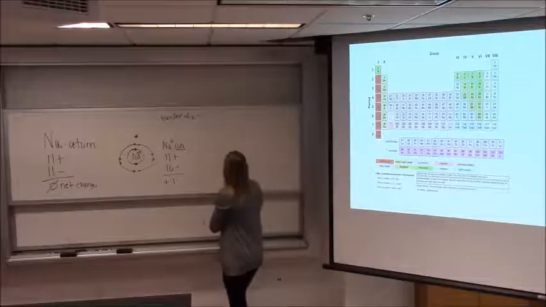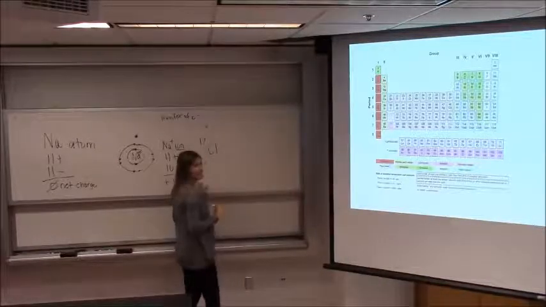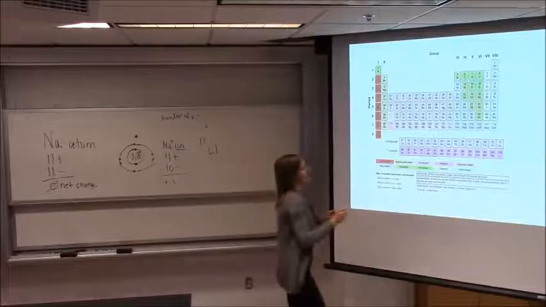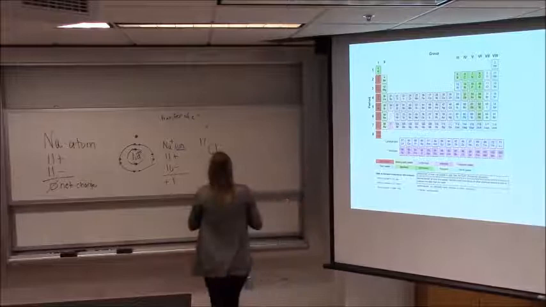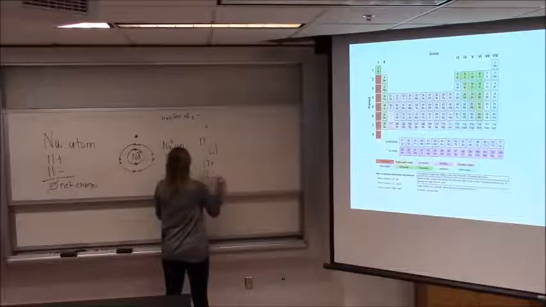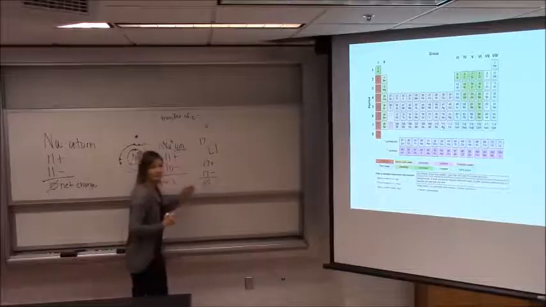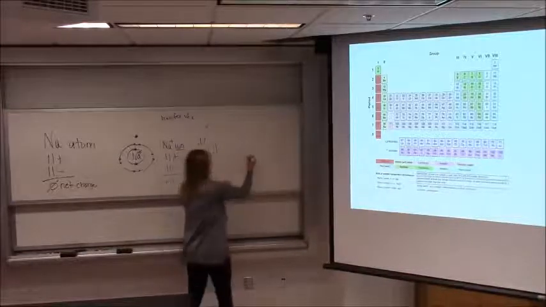So let's look at chlorine. Atomic number 17. It's in column 7. That means it has 17 protons, 17 electrons, no net charge. 7 electrons in the outer shell. Let's sketch it.